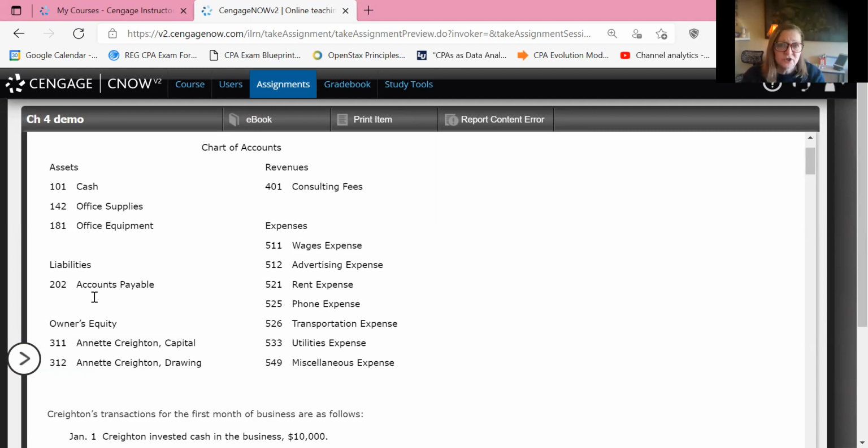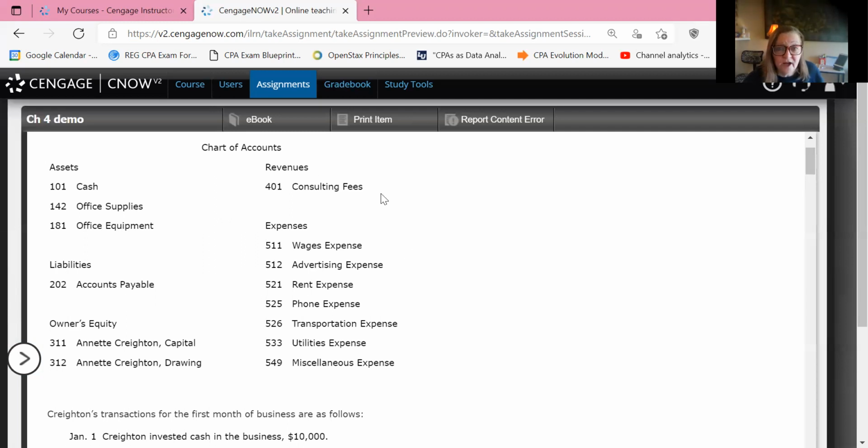And so in the journal entries, they're going to have a place to put the date. They're going to have a place to put the account name and the amount, just as we know we have to make a journal entry, but also they'll have a place for post reference. And on this one, the post reference on the journal entries is going to be the account number. So you see how they have the account numbers listed for us for assets, liabilities, owner's equity, revenue, and expense.